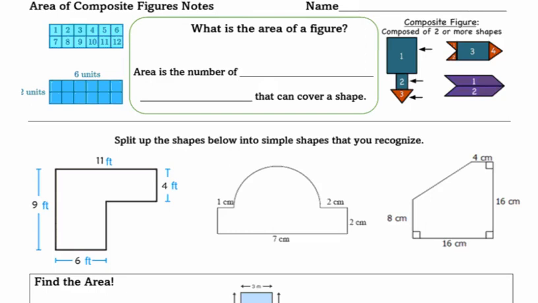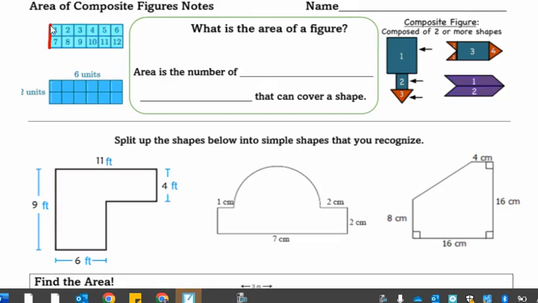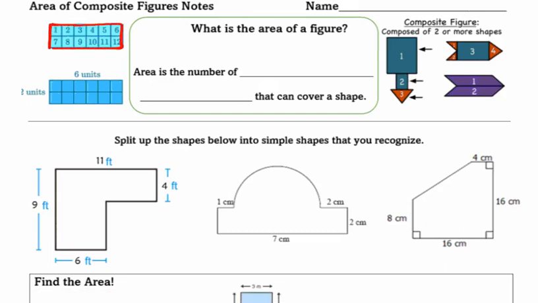We're going to be talking about the area of composite figures. So again, composite figures are just complicated shapes. They're not simple shapes like we see here, which is just a rectangle, which we can really just use the formula sheet for. You just multiply length times width for a rectangle.